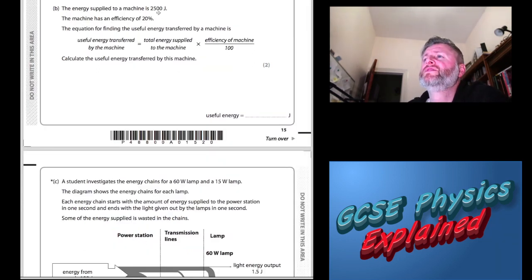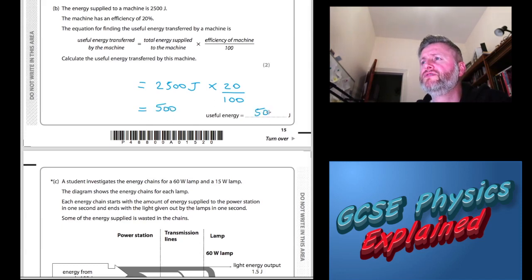B. The energy supplied to a machine is 2,500 joules. The machine is 20% efficient. The equation for finding the useful energy transferred by a machine is that useful energy transferred by a machine is the total energy supplied to the machine multiplied by the efficiency of the machine divided by 100. Calculate the useful energy transferred by this machine. So the total energy in was 2,500 and the efficiency is 20%. Divide that bad boy by 100 and that equals 500 joules.